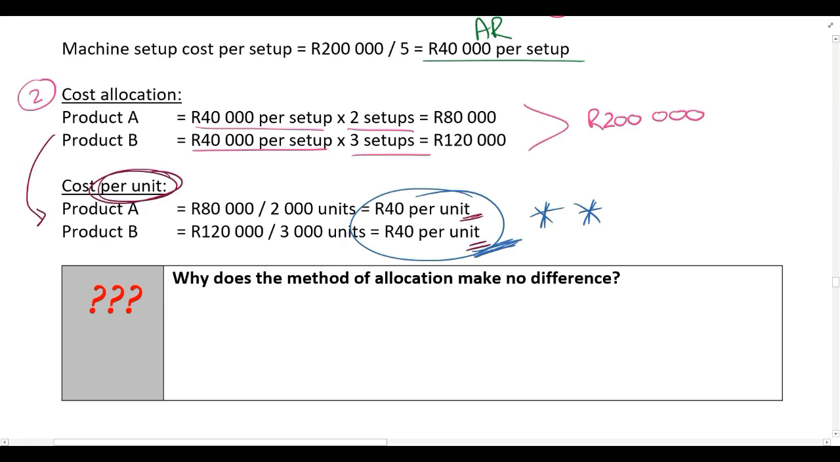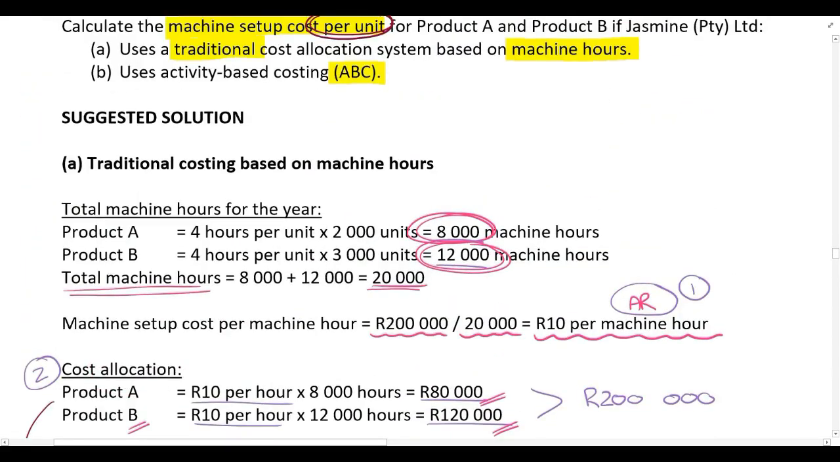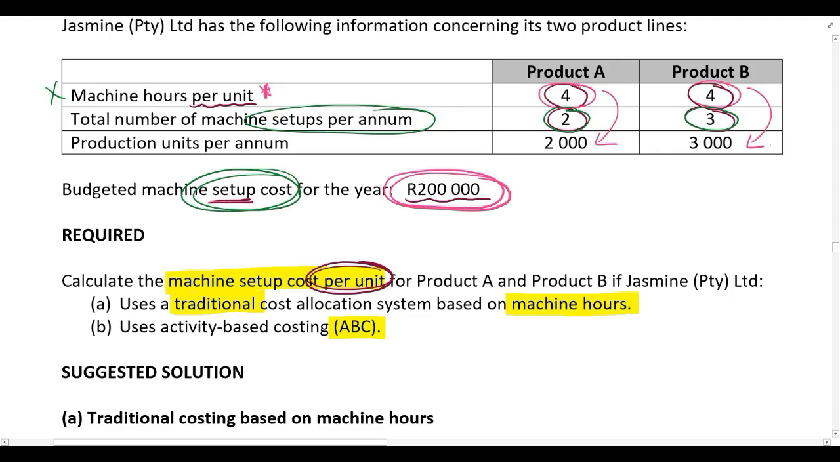What is the reason why it doesn't result in a difference in cost? It's because we don't have product diversity. What do I mean by that? I mean my products consume resources in the same proportions. Both of my products require 4 machine hours in order to make 1 unit. Okay, so both of them put the same burden on my machines. Both of them require 4 hours to make 1 unit.